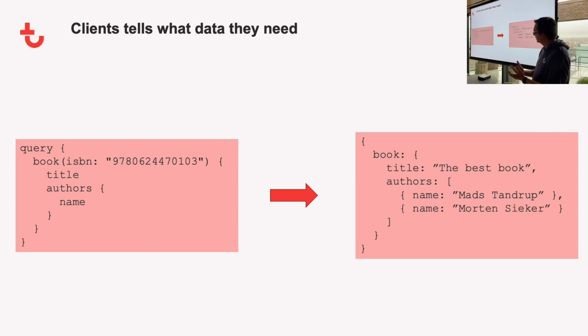The unique thing about GraphQL is that the client always tells what data they need. If you have a frontend that only needs a little bit of data, you can do a very efficient query and ask for just exactly that data the frontend needs. In this example, we are doing a query using the book query, asking for the title and the authors, and on each author, we ask for the name. And then we get this result set back that says, okay, it's the best book written by 2 Trackunit developers.